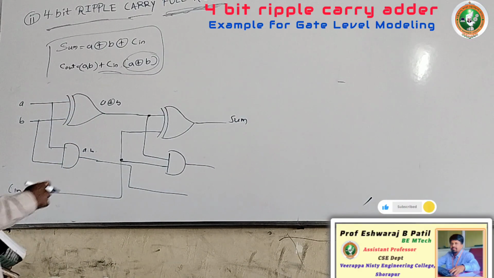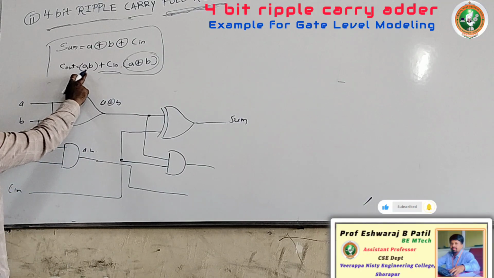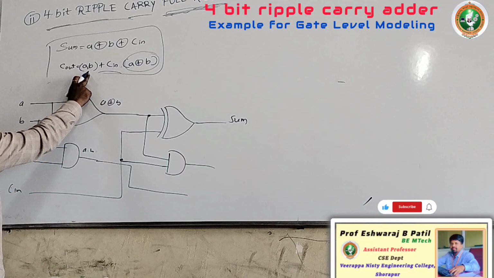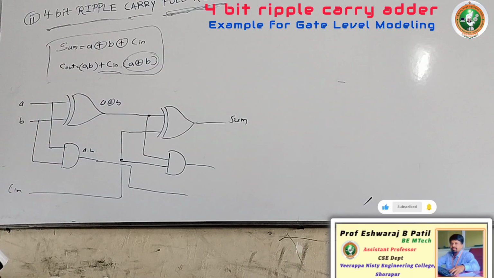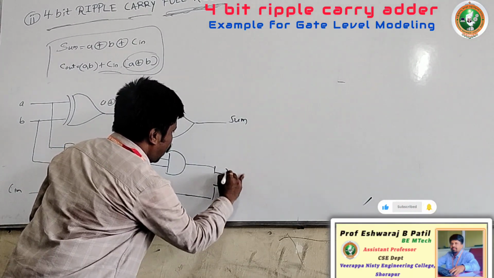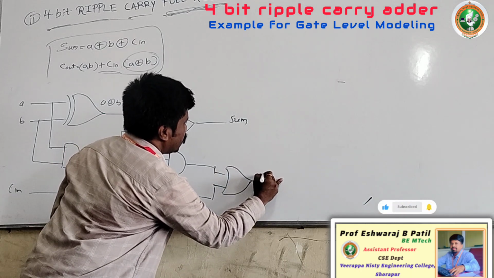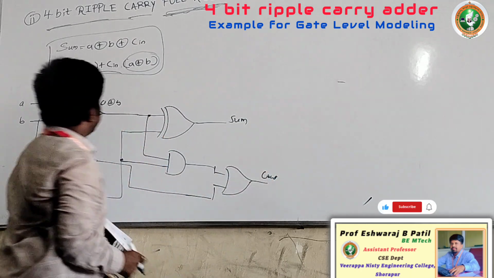So while referring to this one, I have to design this one. The inputs are the A with the B, and the Cin is there. Taking these two as the inputs, I need one OR gate here. This is what the C out. This is the C out.